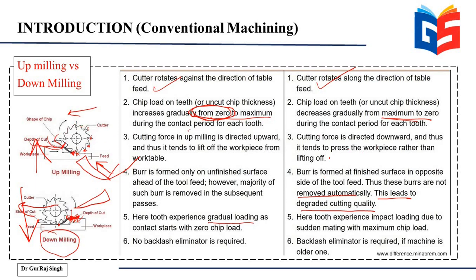But in this case, you see maximum at the start. Therefore, it is going to experience impact loading due to sudden mating with the maximum chip load. So right at the start, it is mating with the maximum chip load, and therefore it is going to face impact loading. No backlash eliminator is required for up milling, while a backlash eliminator is required for down milling. And this is normally needed when you have play, as in an old machine. So you will need to remove backlash.